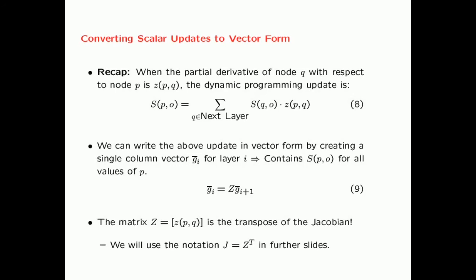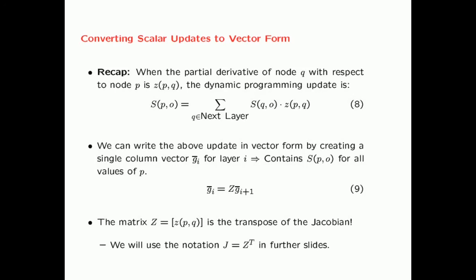And similarly, you can create a column vector G_{i+1} whose elements are the corresponding elements, the SQOs, in the (i+1)th layer. Now you can also create a matrix Z. Z basically contains the local partial derivative, that is small z_pq. So it's a matrix. What you can show is that equation 8, when you stack it up in matrix form by creating these vectors, gives you this equation: G_i is equal to Z G_{i+1}.